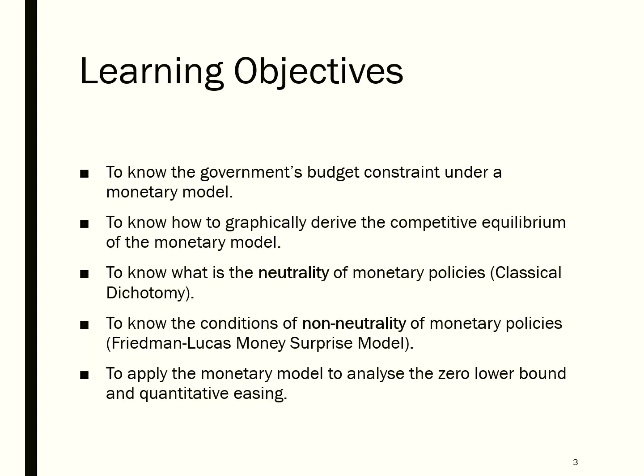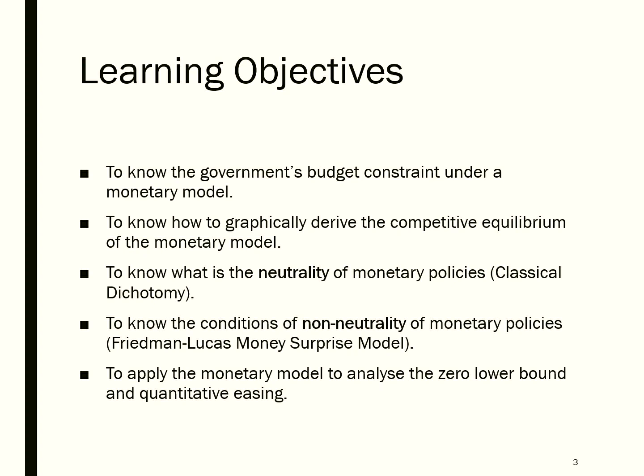This lecture has a lot of learning objectives, but basically there are two types. The first type includes the first three. They're basically the same thing. You set up a government budget constraint in this model and then derive the equilibrium in this model, and the conclusion is called neutrality of monetary policies, also known as the classical dichotomy. This is the first set of learning objectives.